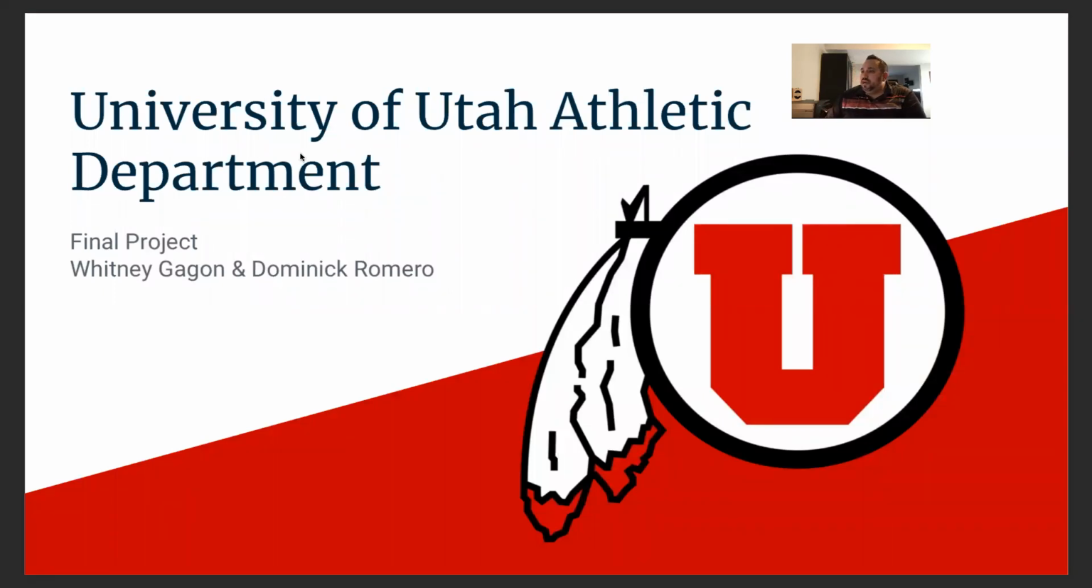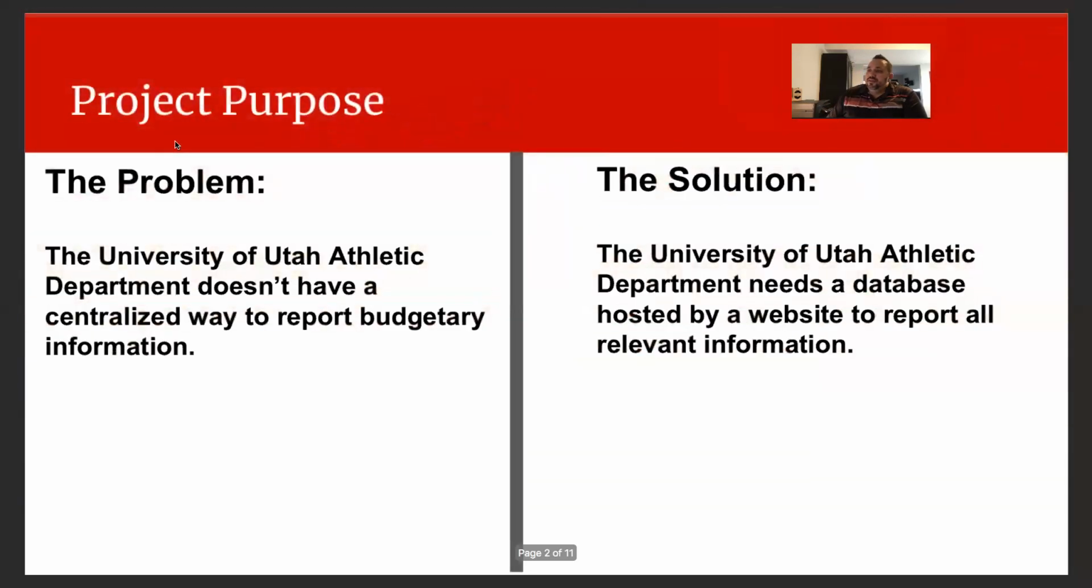So like I said, our group was assigned the University of Utah Athletic Department. So the project purpose is the problem. The University of Utah Athletic Department doesn't have a centralized way to report budgetary information. The solution we chose is creating a database that's hosted on a website that can report all relevant information to the interested parties.